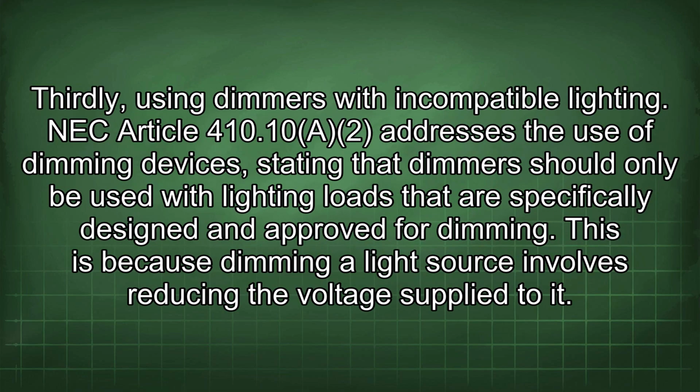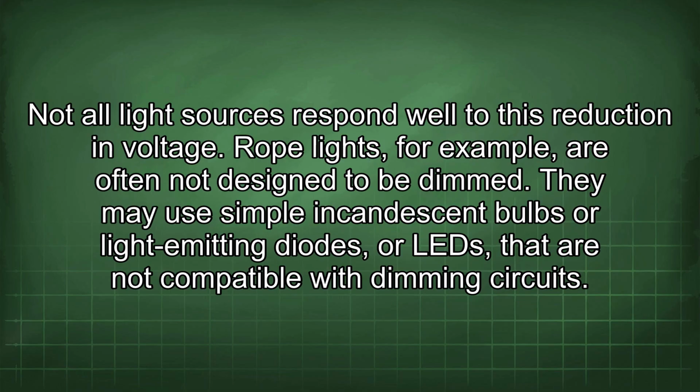Thirdly, using dimmers with incompatible lighting. NEC Article 410.10(A)(2) addresses the use of dimming devices, stating that dimmers should only be used with lighting loads that are specifically designed and approved for dimming. This is because dimming a light source involves reducing the voltage supplied to it. Not all light sources respond well to this reduction in voltage. Rope lights, for example, are often not designed to be dimmed. They may use simple incandescent bulbs or light-emitting diodes, or LEDs, that are not compatible with dimming circuits.